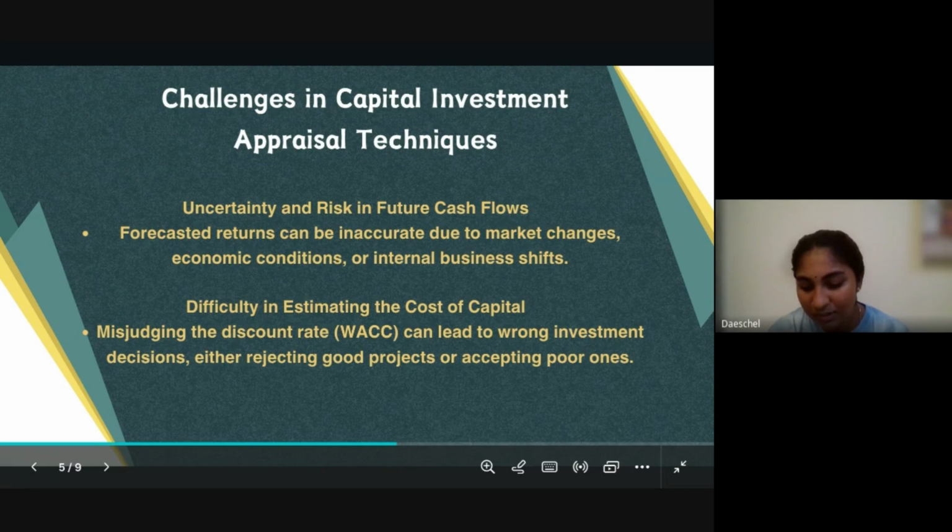Difficulty in estimating the cost of capital. Capital investment appraisal often uses a discount rate like WACC, weighted average cost of capital, to bring future cash flows into today's value.